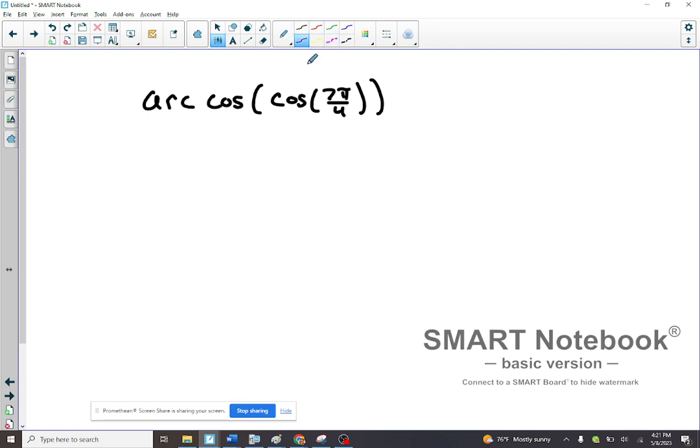All right. First off, you need to figure out what cosine of 7 pi over 4 is. Like the reference angle? Yeah, that'll help you. You can do 7 pi over 4 times 180 over pi. If you do it in degrees, you'll find it's going to be 315 degrees. So cosine of 315 degrees.